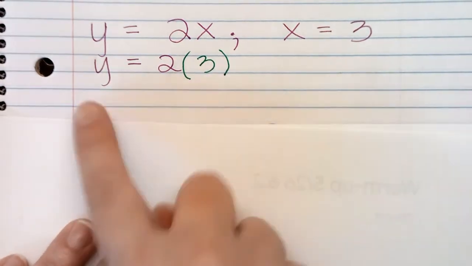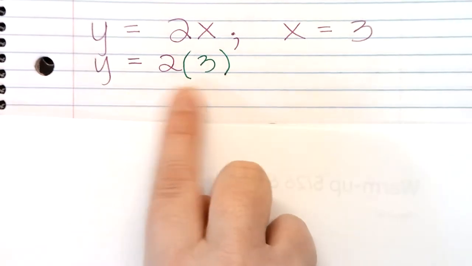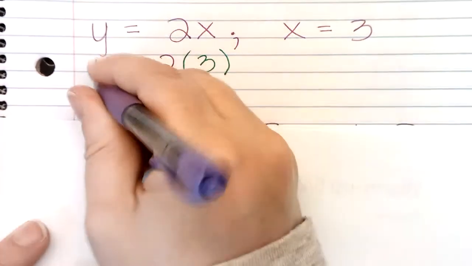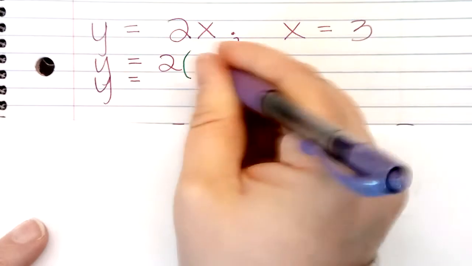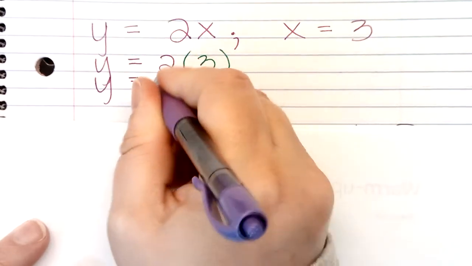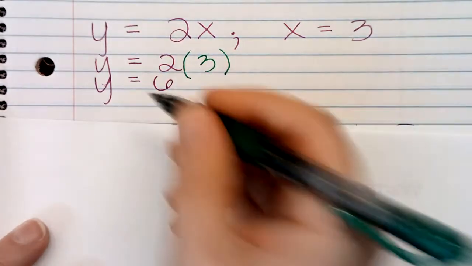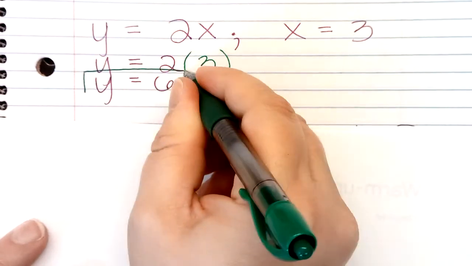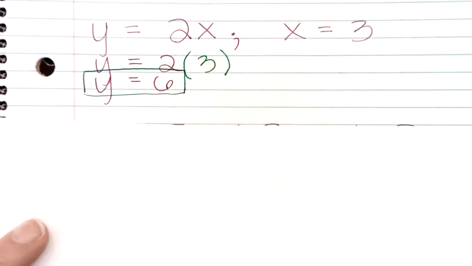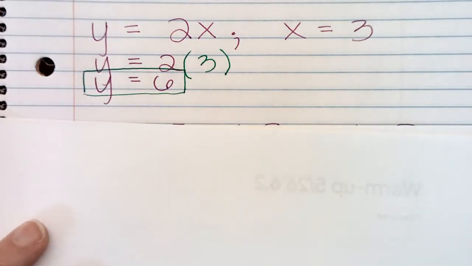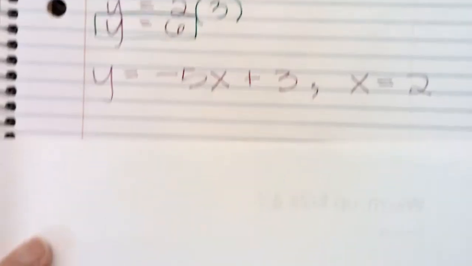Okay, so now we just simplify. Y equals 2 times 3. So y equals, you could use a calculator, but 2 times 3 is 6. That is your answer. Box it up or highlight it. Okay, next we have another step to take here.